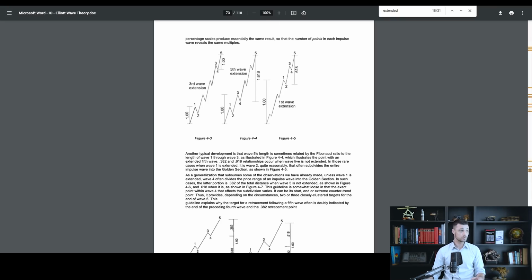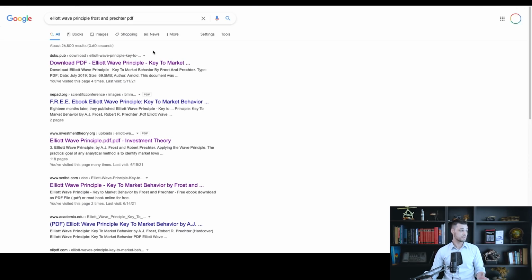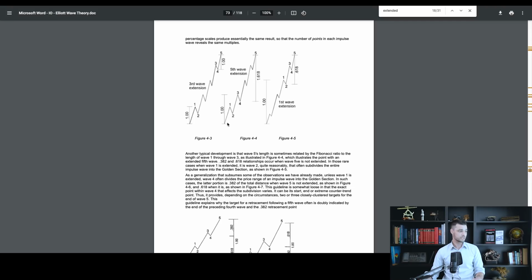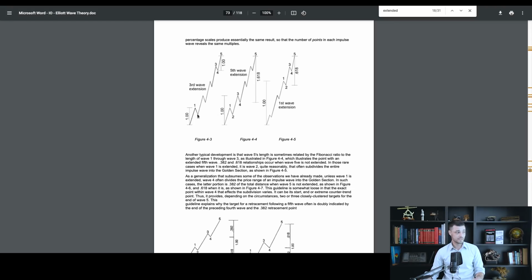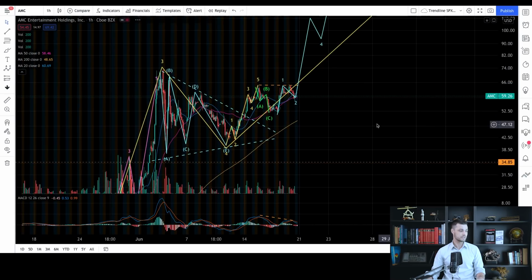You can find it on Google. Just type Elliott wave principle, Frost and Prechter PDF, and it's the third link. Here it's saying that when the third wave is extended, so you have 5 waves inside the third wave, then wave 1 is equal to wave 5 in terms of length. You can have a look at this. I'm not going to go through this here with you guys because this is not what we're having, and you can use these ratios as well if you see these scenarios happening.